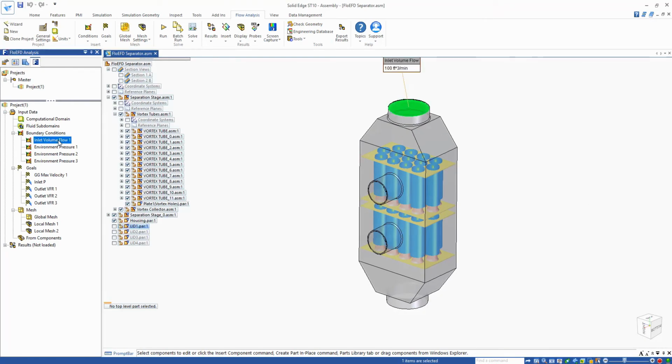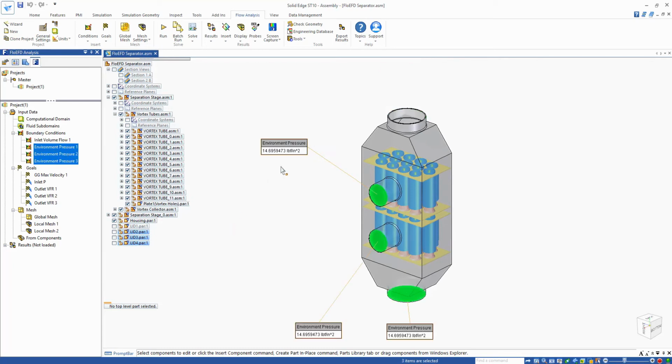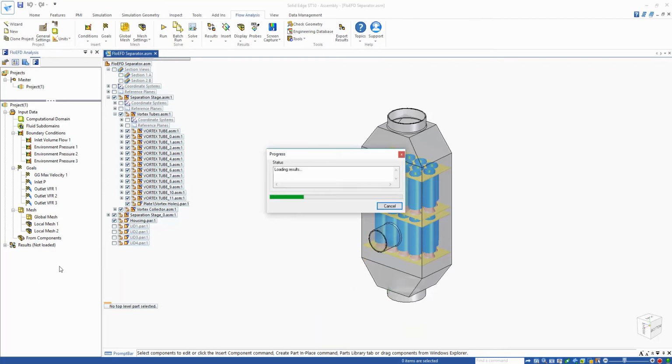So here first of all we have 100 CFM on the inlet. We then have 3 pressure outlets: the first stage of cleaning, the second stage of cleaning, and then hopefully the last clean air stage right at the bottom. So let's load the results.